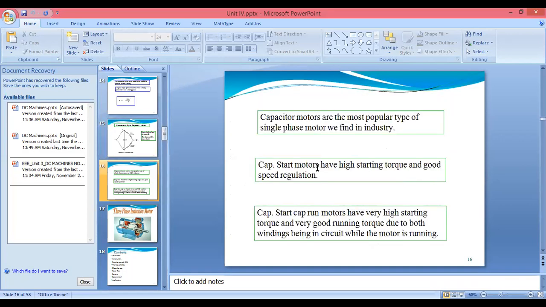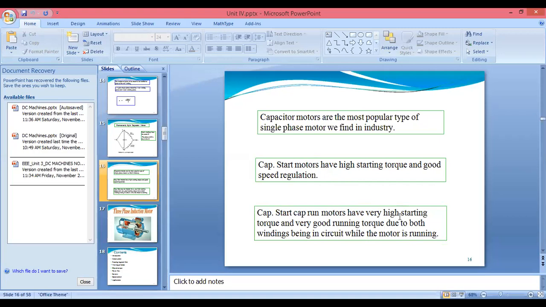Capacitor motors are the most popular type of single phase motor available in the industry. The capacitor start motor has starting torque and very good speed regulation. After that, the capacitor start, capacitor run motor has a much higher starting torque as compared to the capacitor start motor, and it has very good running torque because both windings are in the circuit while the motor is in the running condition.